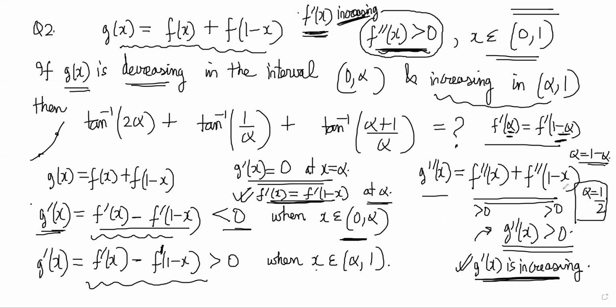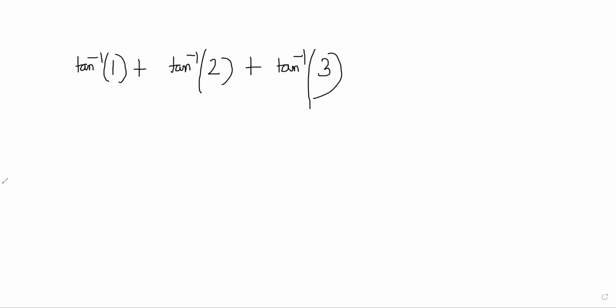By the property that since f dash x was increasing, it is not possible for f dash x to be equal to f dash of 1 minus x unless x is equal to 1 minus x. From there we get alpha is half, and now you just have to calculate the value of this thing. Tan inverse 2 times half, so it is tan inverse 1, plus tan inverse of 1 by alpha, so 1 by half, so 2, plus tan inverse of alpha plus 1 by alpha, which is 3 by 2 by 1 by 2, so tan inverse 3, right?